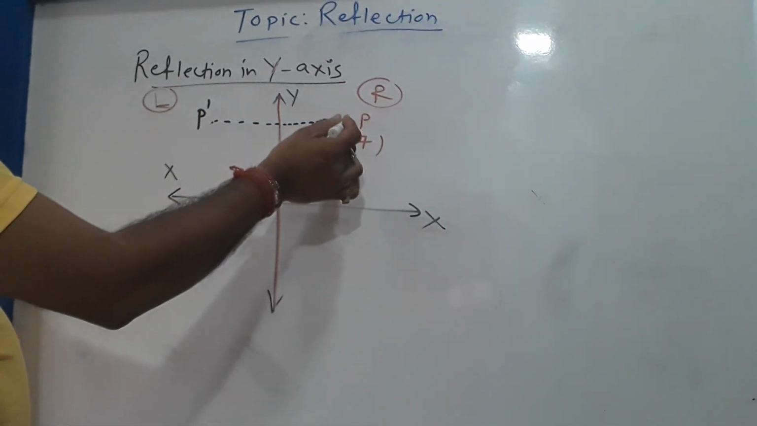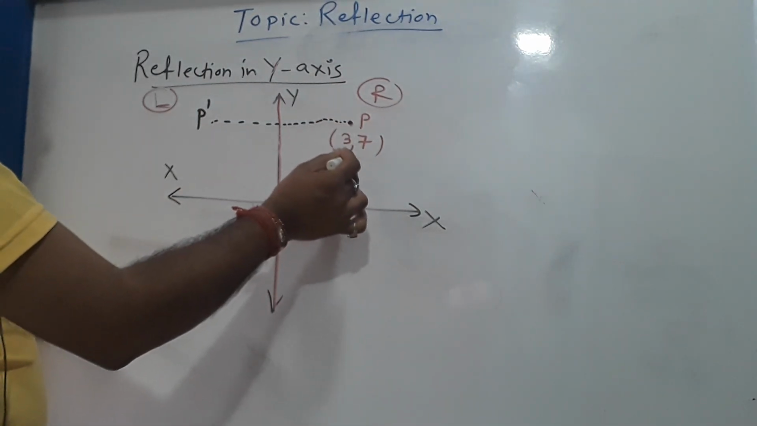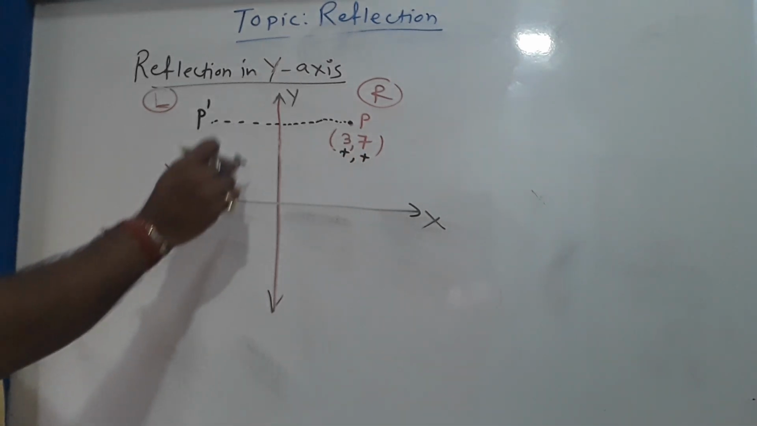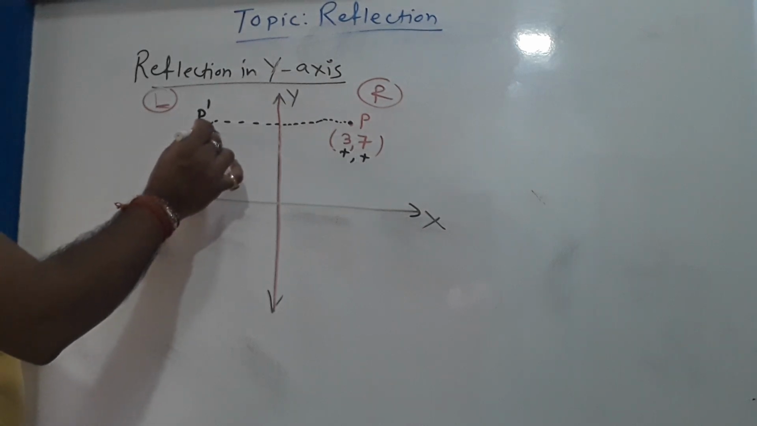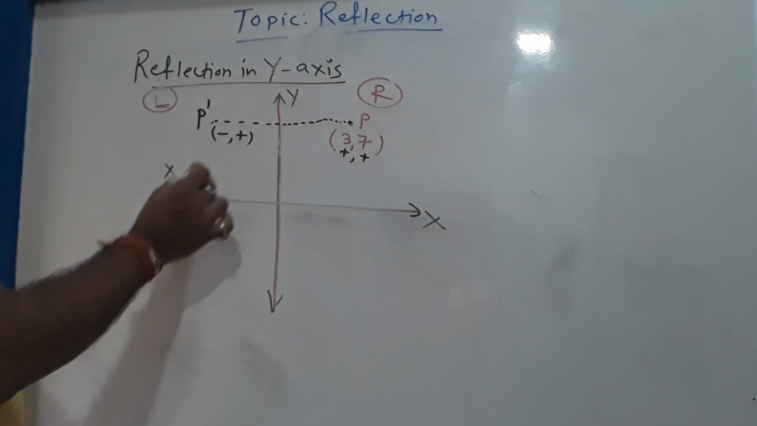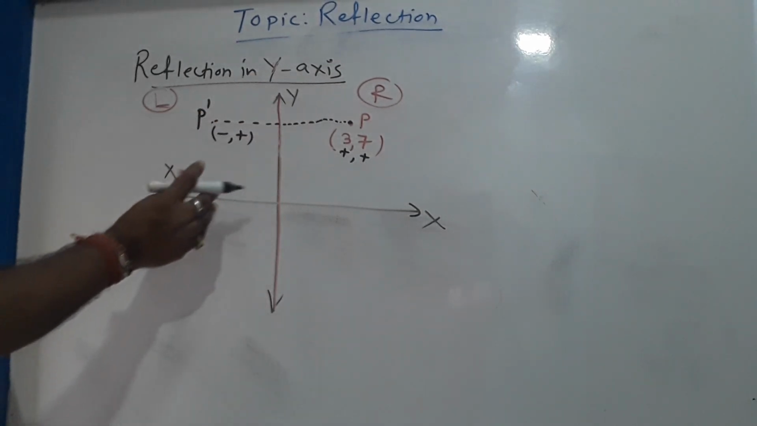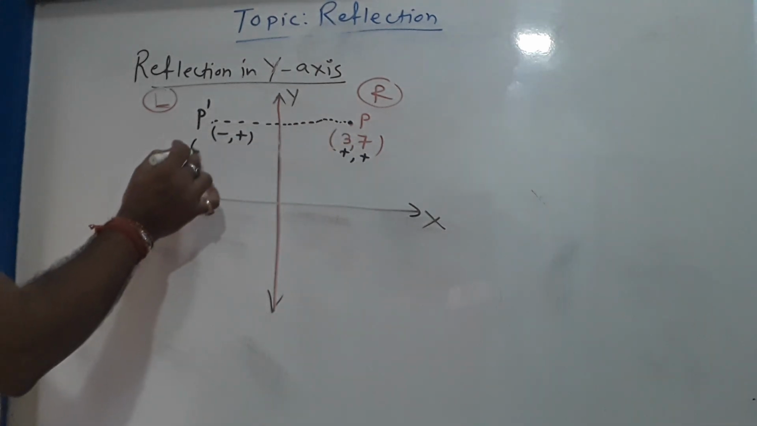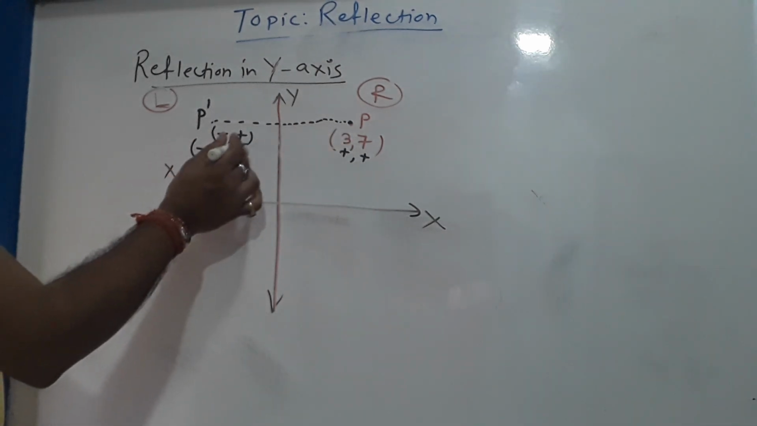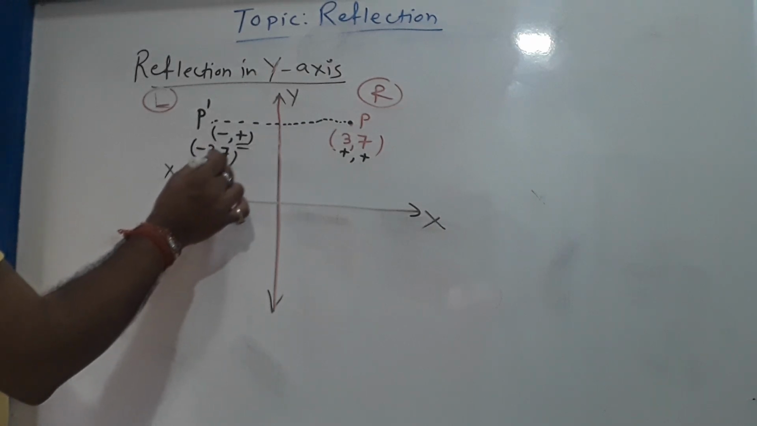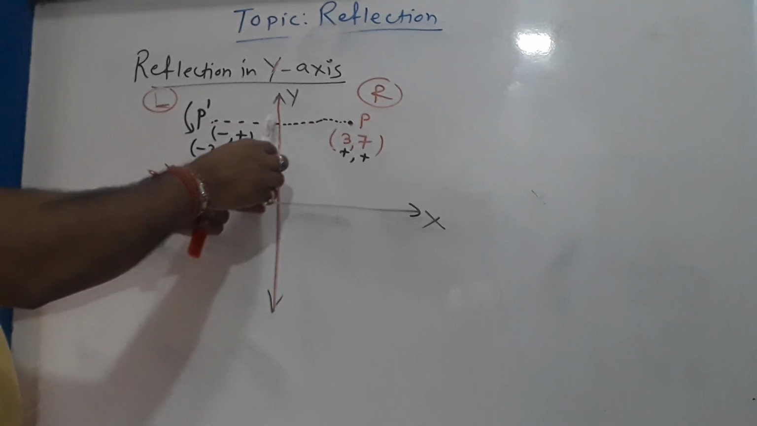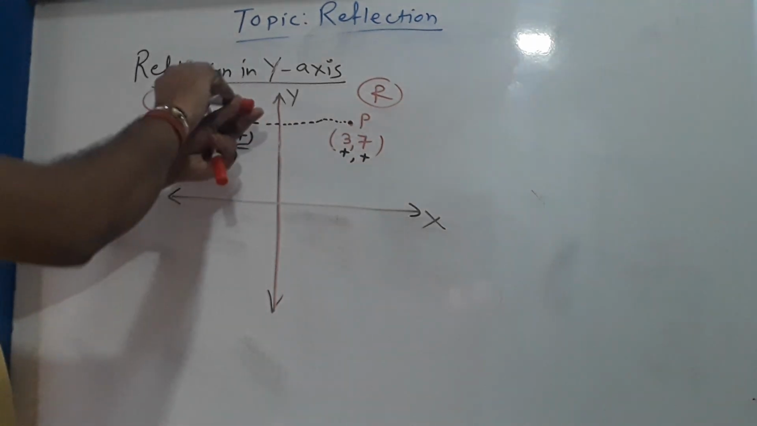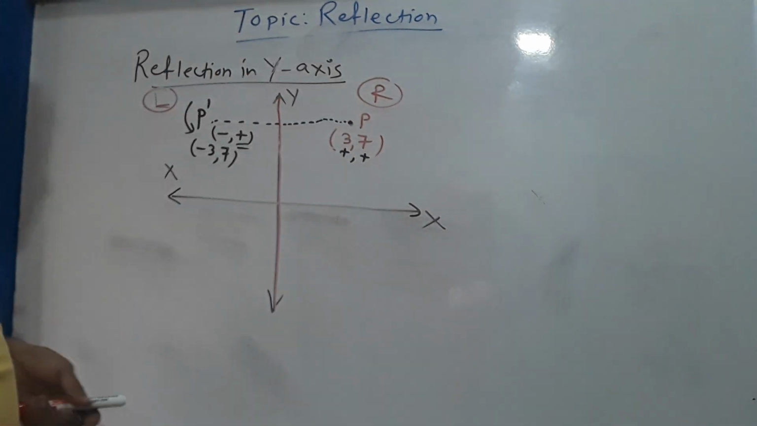Now this was the point in first quadrant, x positive, y positive. Now the same point goes to second quadrant, where x is negative and y is positive. So plus 3 will become minus 3, and y is positive, so 7 will remain 7. This is the coordinate of P dash. So when we take reflection in y-axis, right goes to left, left goes to right, and accordingly we have to change the sign of the coordinates.